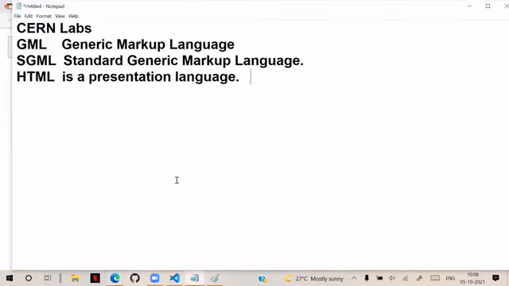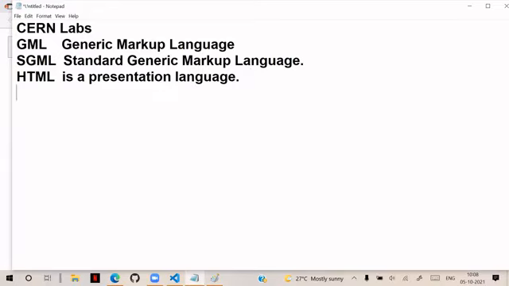So HTML is not a programming language. HTML is a presentation language. And who introduced the concept of HTML? Tim Berners-Lee introduced the concept of HTML.